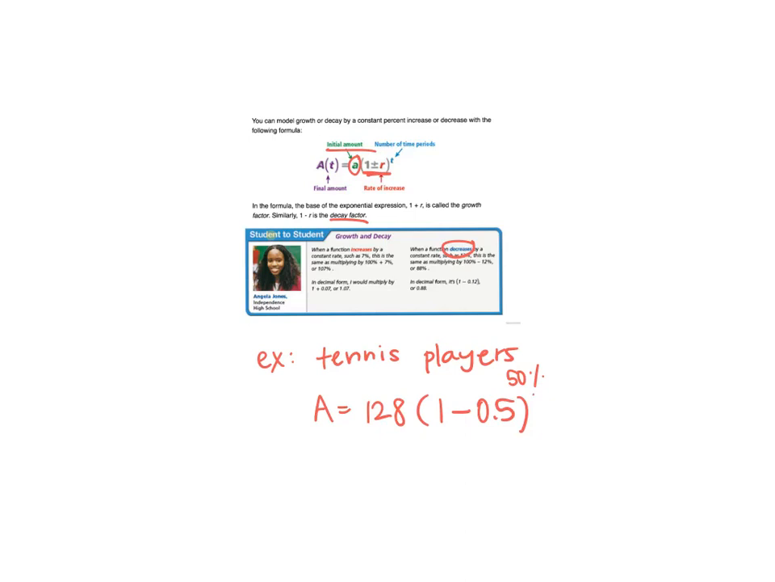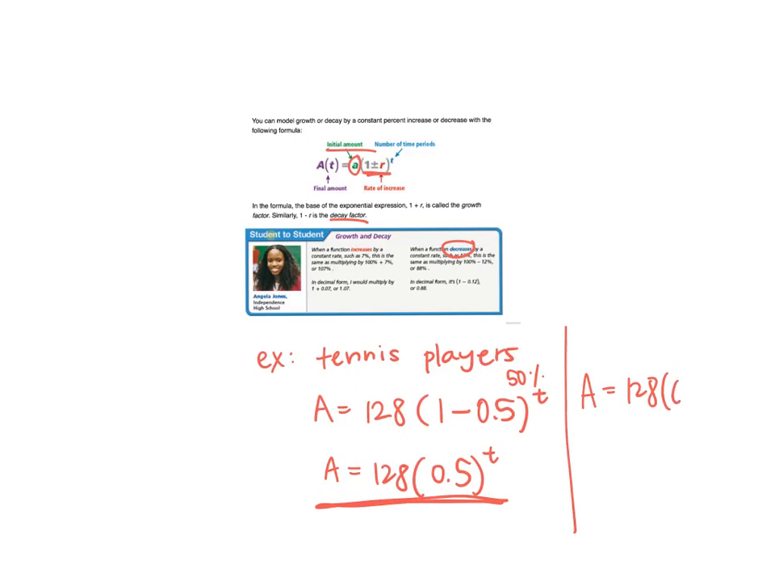And then let's say we have t, whatever the time period is, in this case after each match. So that's A equals 128 times (1 minus 0.5, which is 0.5 or 1/2) to the t. That will be the function. And if I were to ask you how many players are left after 5 matches or 5 rounds, you would plug in 5 for t into your calculator, and you would get out, I believe, 4 players.